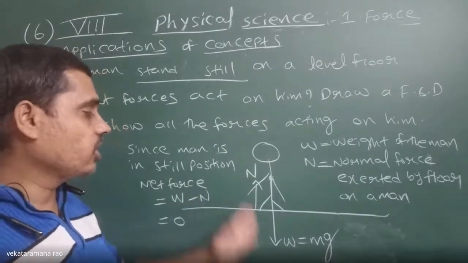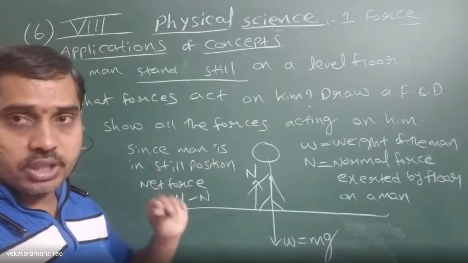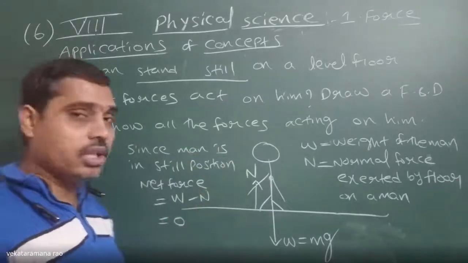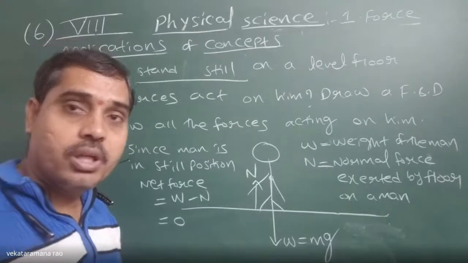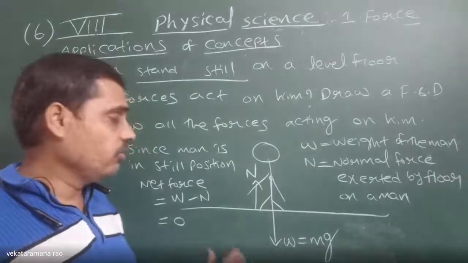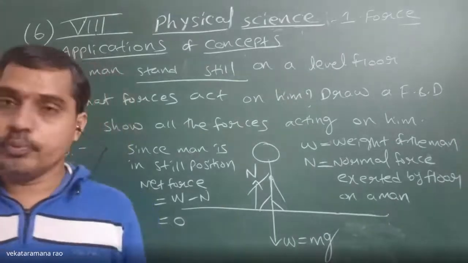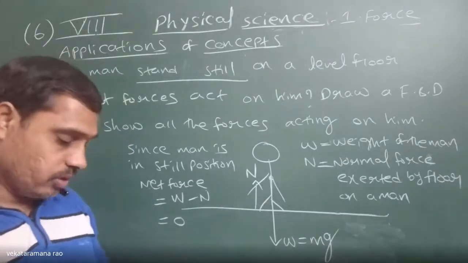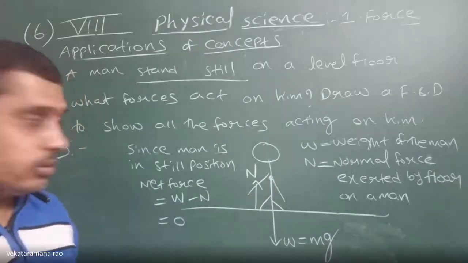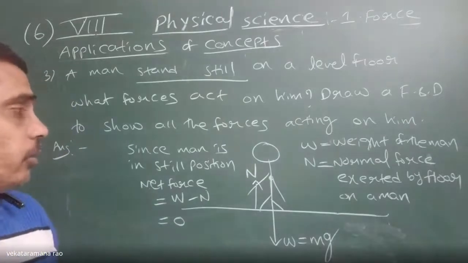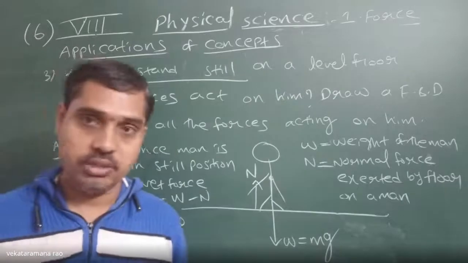Now, how many forces are exerting on the man? Two forces mainly. We are assuming that we are neglecting the force applied by the atmosphere. Then we are assuming here the net force will be equal to 0. In that way, this is the free body diagram of the man. Just note that.